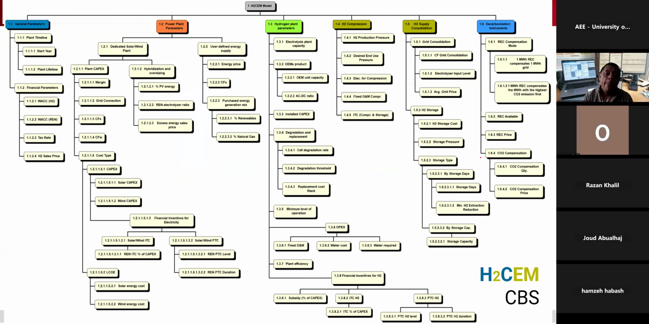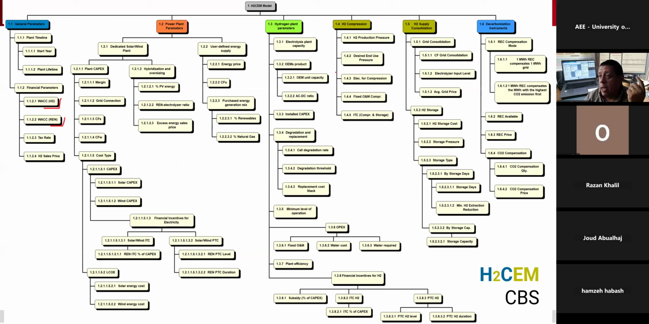Okay, this is the CBS, cost breakdown structure. It's very robust, it's very complete and complex. So here you can see many very important variables. For example, we can see 2x H2 for hydrogen and for renewable.